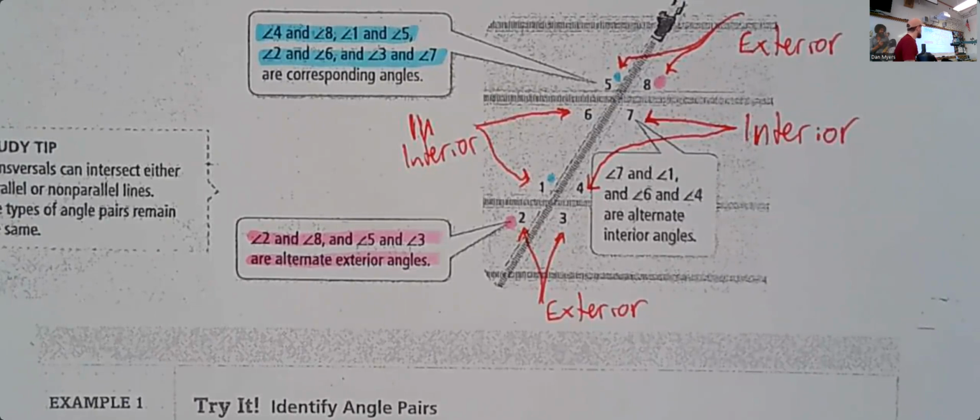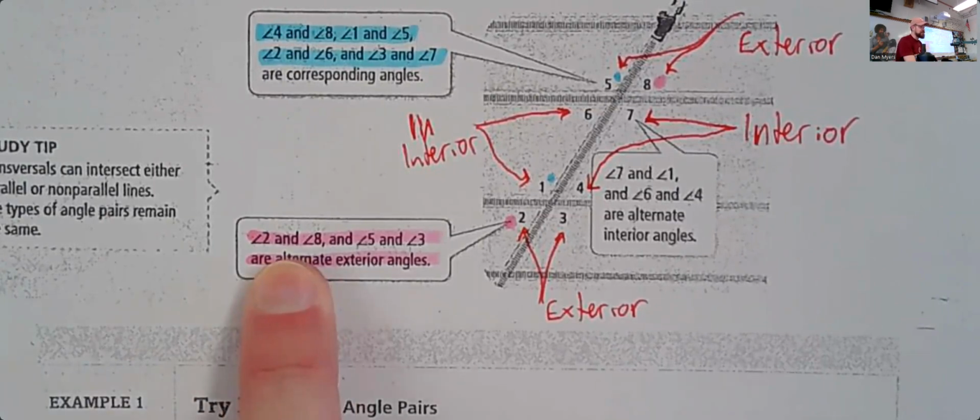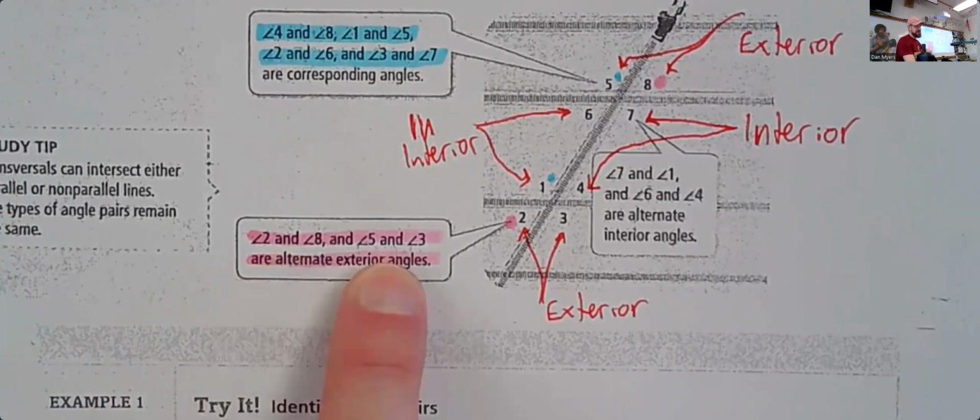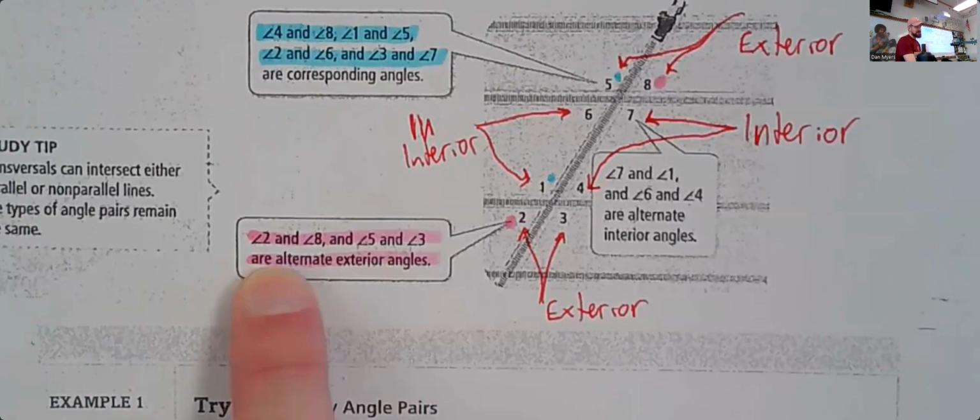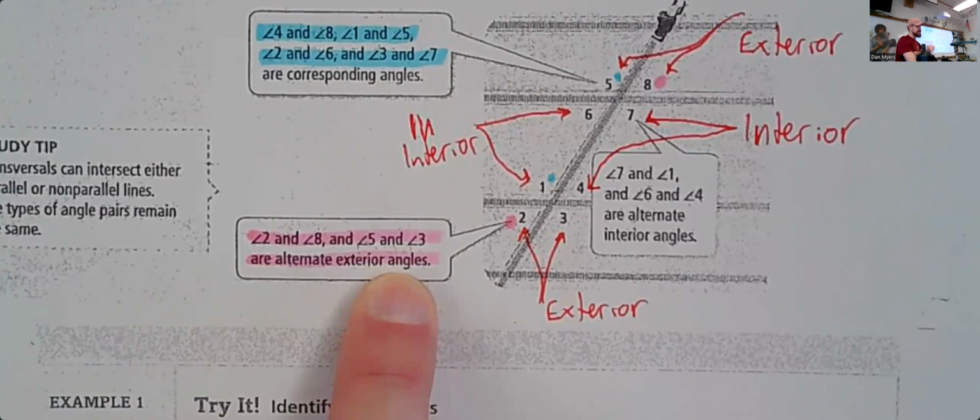Right, but that's a good point. You're correct about that. However, we're only matching up 2 at a time. So like 2 and 8 are alternate exterior to each other. They're not alternate exterior to 5 and 3. They're only alternate exterior to one another. So 2 and 8 are alternate exterior angles with each other. 3 and 5 are alternate exterior angles with each other.